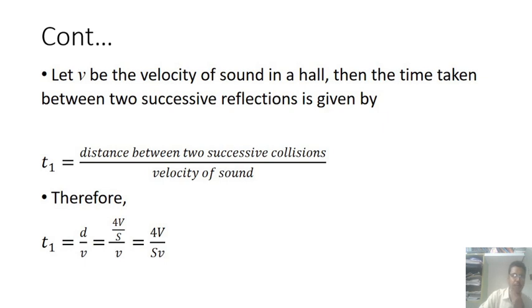Let v be the velocity of the sound in the hall, then the time taken between two successive reflections is given by T1, distance between two successive collisions divided by velocity of the sound. Therefore, T1 is equal to D by v, that is 4V by S divided by v. So we are getting 4V by Sv.